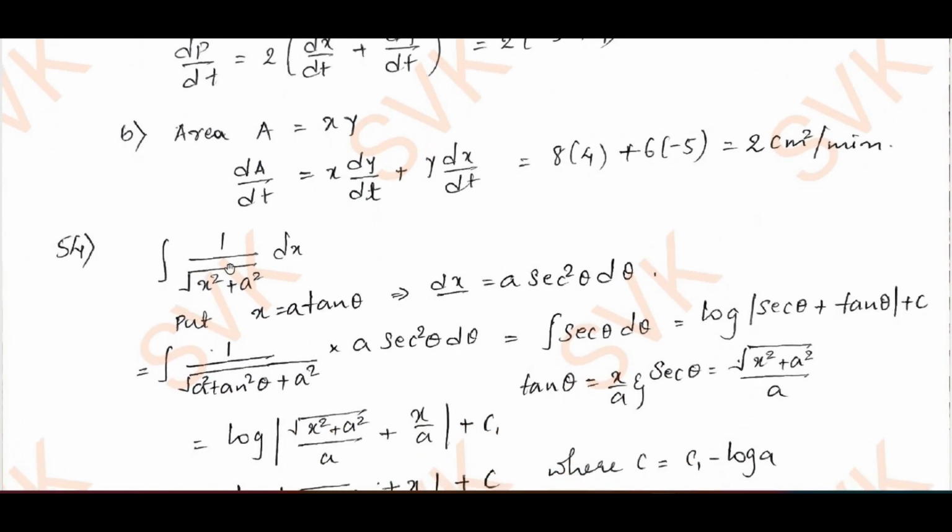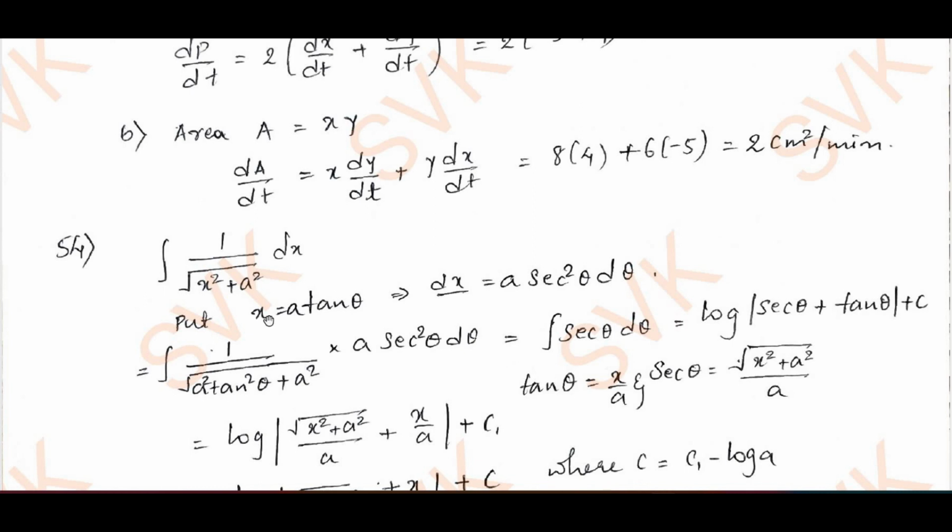Then moving on to 54, I need to find the integral value of this. So go with the substitution method. Put x equal to a tan theta. Then dx will be equal to a secant square theta d theta. Substituting these two values in the given integrand, I am going to get integral of secant theta d theta after simplification. Integral of this will be log of secant theta plus tan theta plus c.